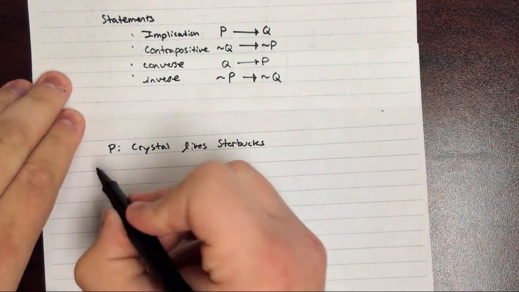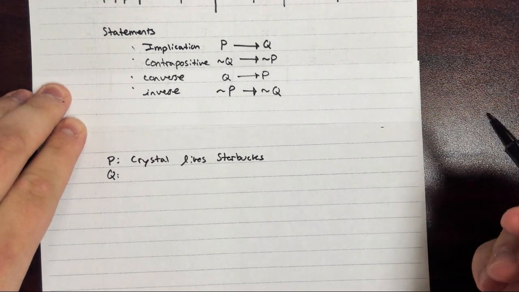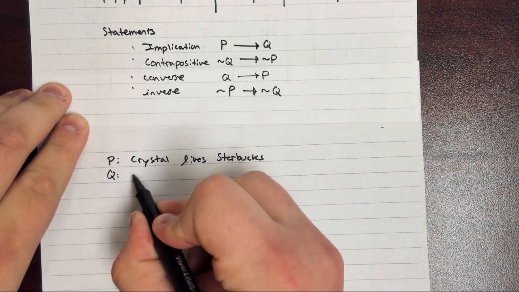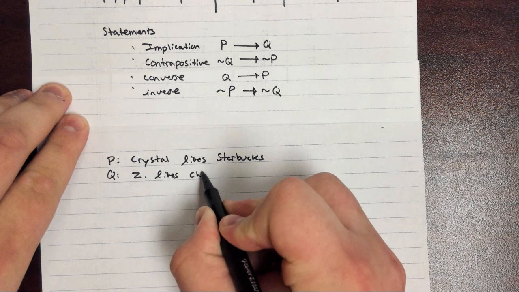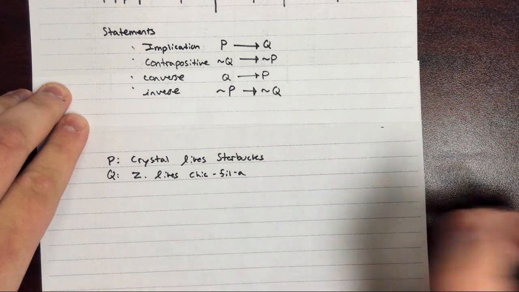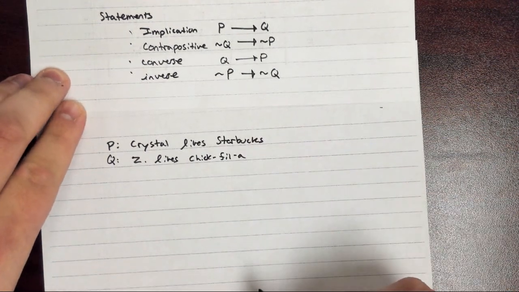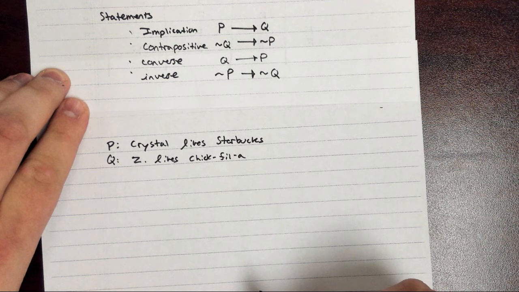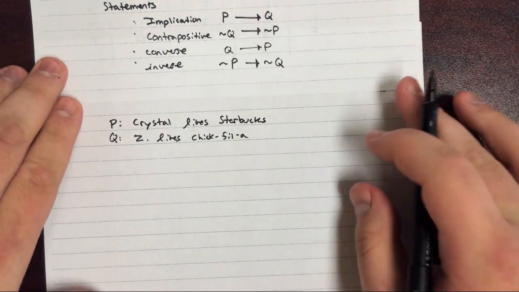Anyway, let's look at this. So P is Crystal likes Starbucks, and Q is going to be I like Chick-fil-A. I don't know how to spell your name. Just put Z likes Chick-fil-A. Does Chick have a K in it? Look on your cup. Okay. I mean, I don't know.